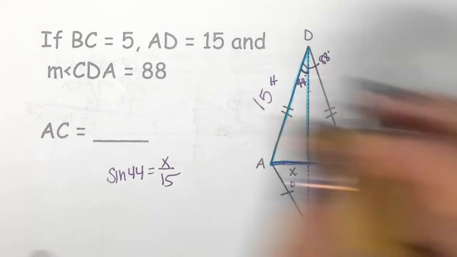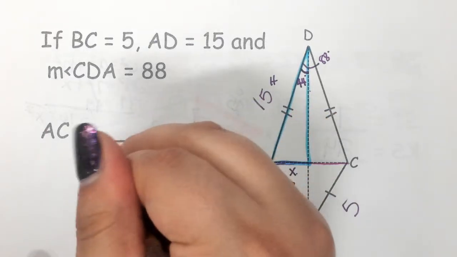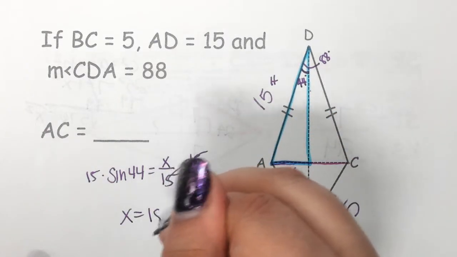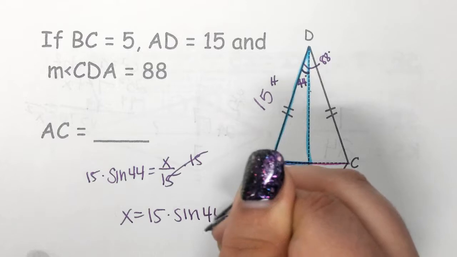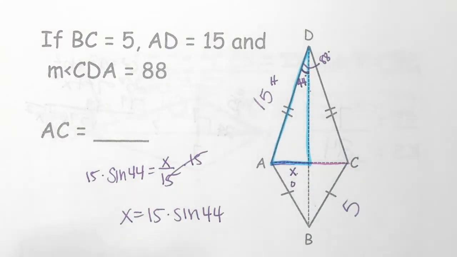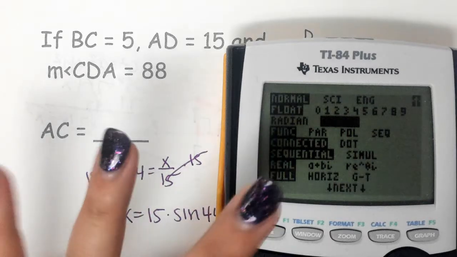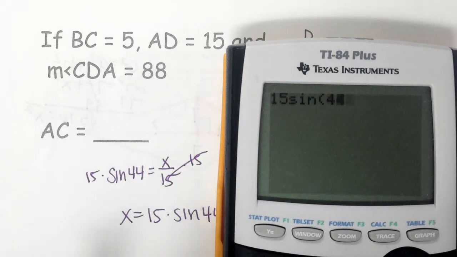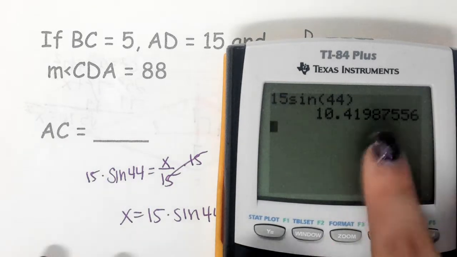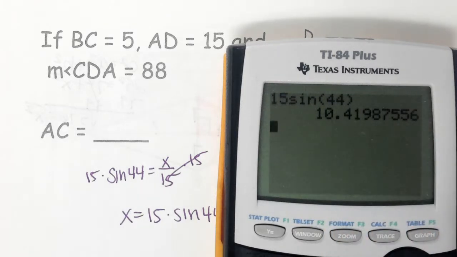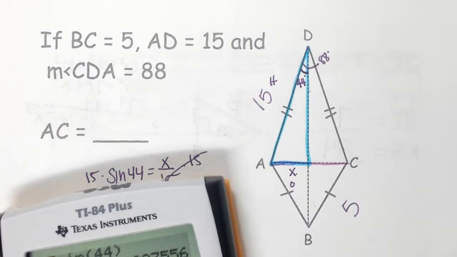What do you do? Make sure your calculator's in degrees. I could give you different things. You got around 10.420. It might be something else. Alright, so I got 10.420. Now, is that my answer?